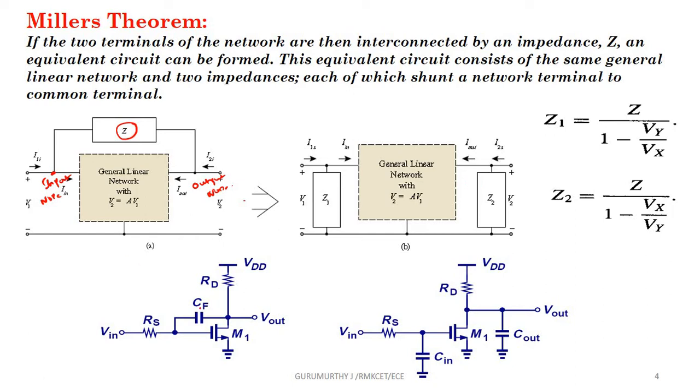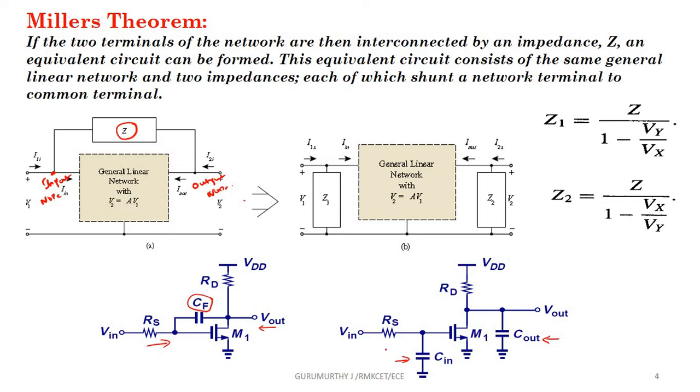Suppose for example there is a reactance ZF. This ZF is present between the input side and the output side. We do not know the effect of this reactance at the input side and at the output side due to CF. If that is the case, apply Miller's theorem and resolve this capacitor CF into two equivalent capacitances at the input side and output side. So this is called the input capacitance and this is called the output capacitance. This has been obtained by applying Miller's theorem.